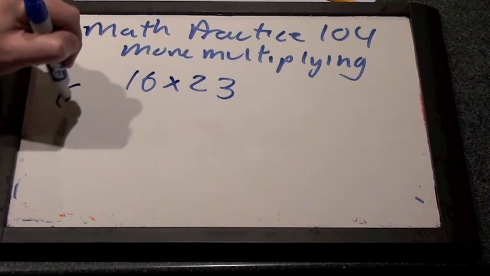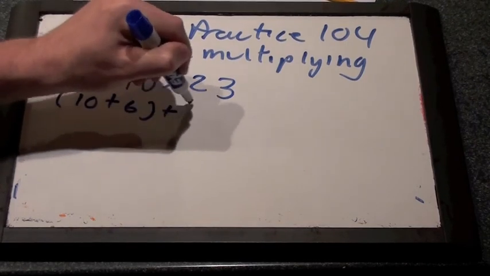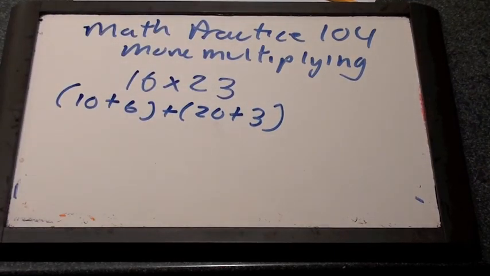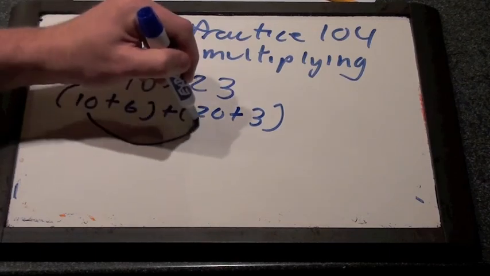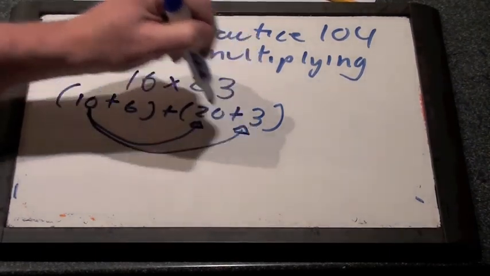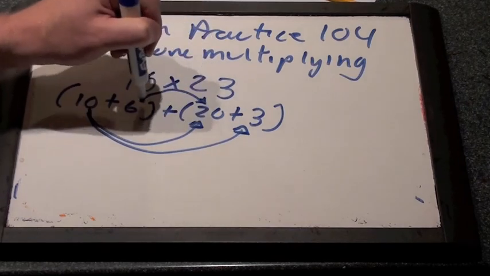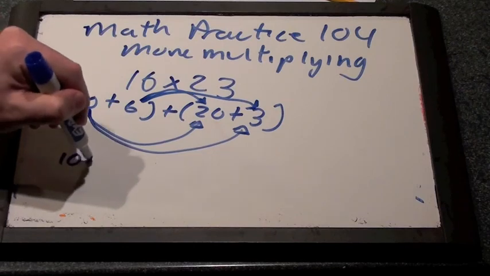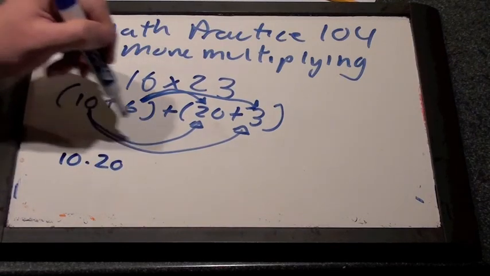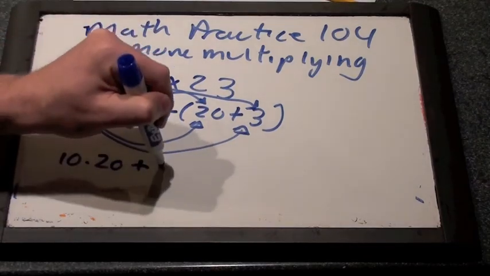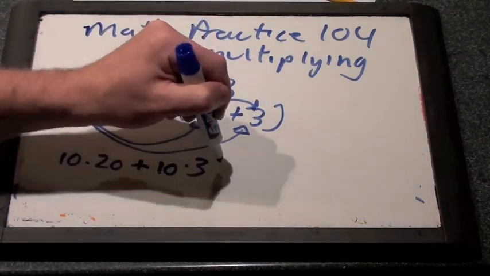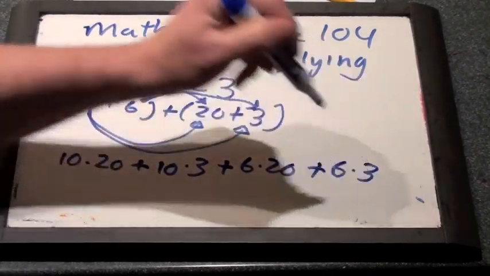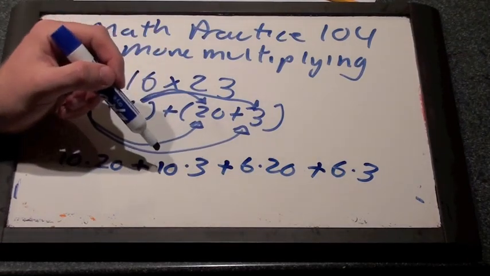We would say this is the same as 10 plus 6 times 20 plus 3. Sorry for the shadows on the screen. And now we just multiply everything together: 10 times 20, 10 times 3, 6 times 20, and 6 times 3. Well, that shouldn't be too hard. Let's leave it like that for a second.